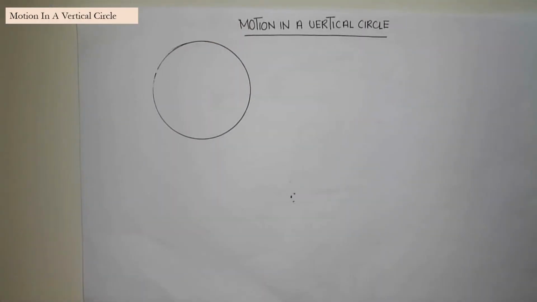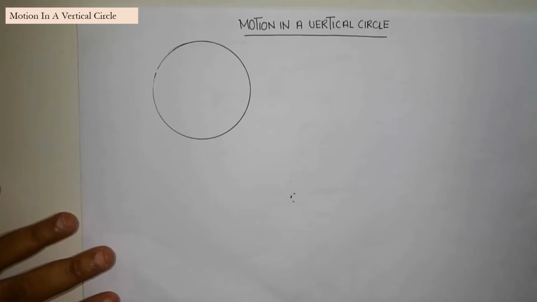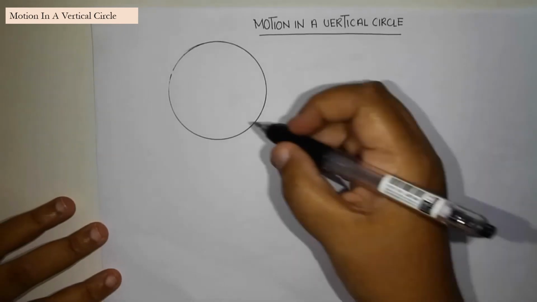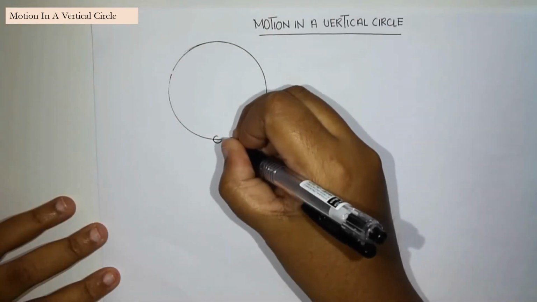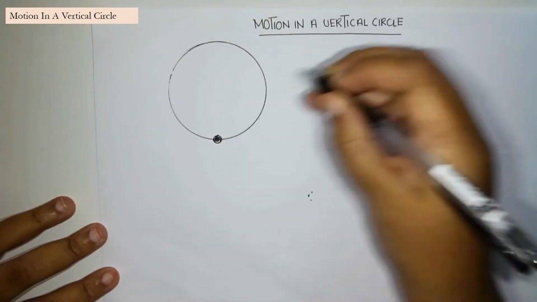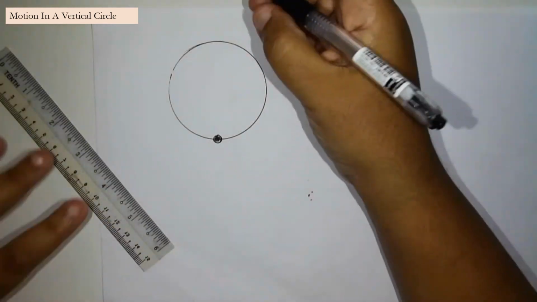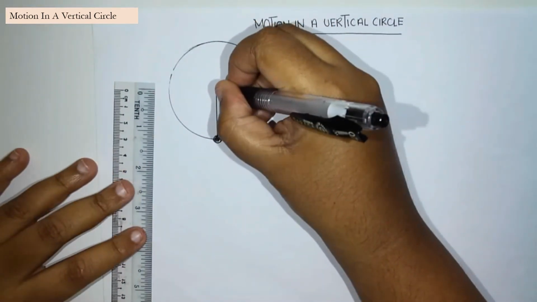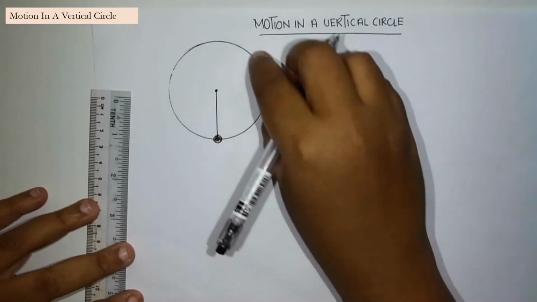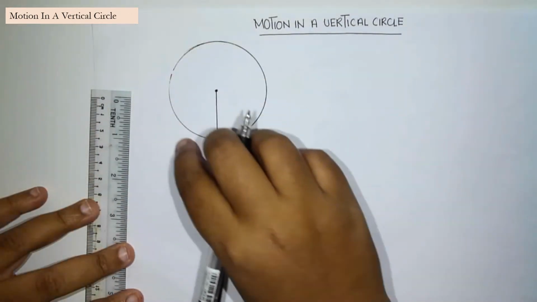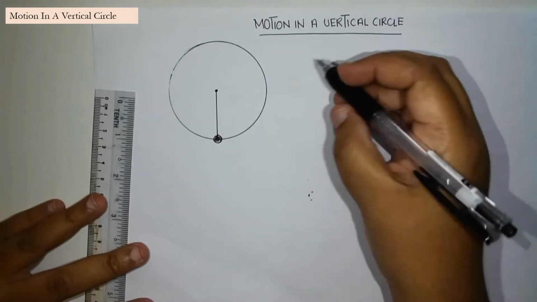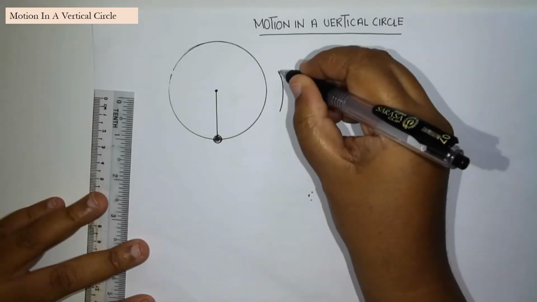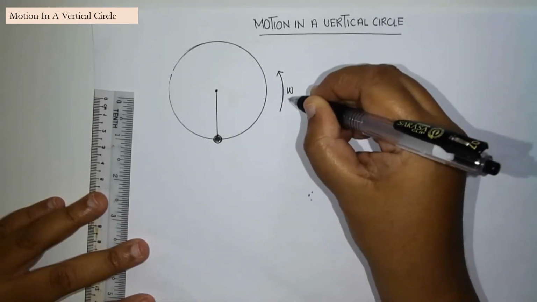Now let's look at motion in a vertical circle, which is page 119. Now we have a stone of mass m being whirled in a vertical circle. Remember this is a vertical circle. This is the center, with constant angular velocity omega. So omega is constant.